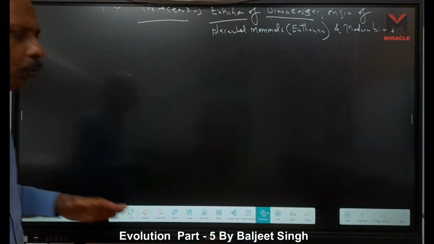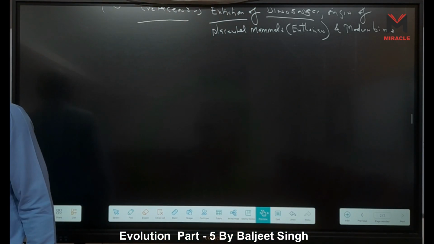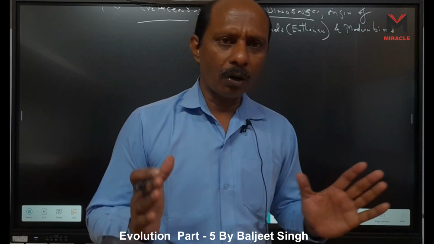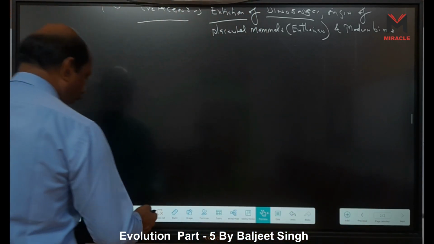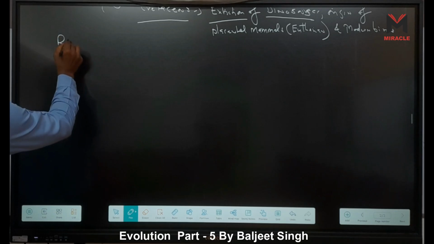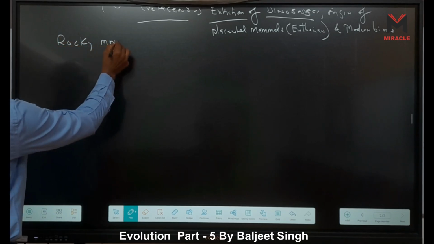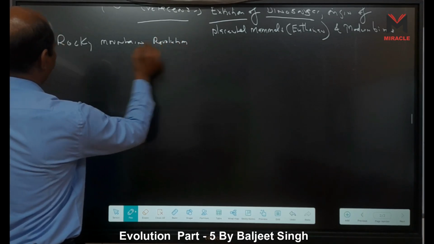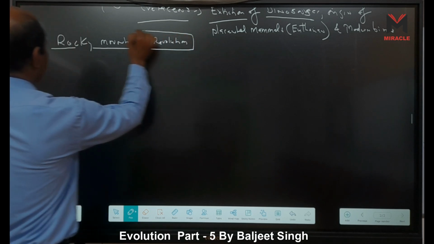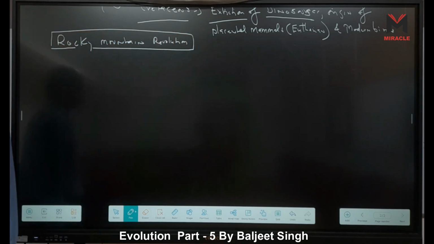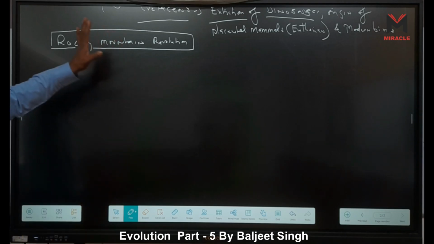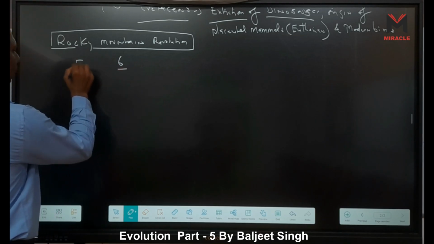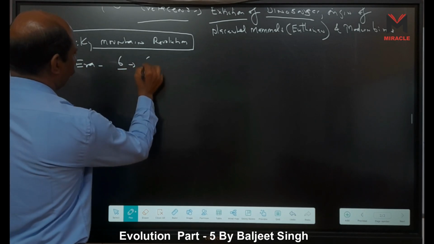Now what happens in the last revolution, called the Rocky Mountain Revolution? At this time the Rocky Mountains are formed, so it is called the Rocky Mountain Revolution, right? This is the 4th revolution. After this revolution, our new era comes, the 6th era, and it is called the Cenozoic era.